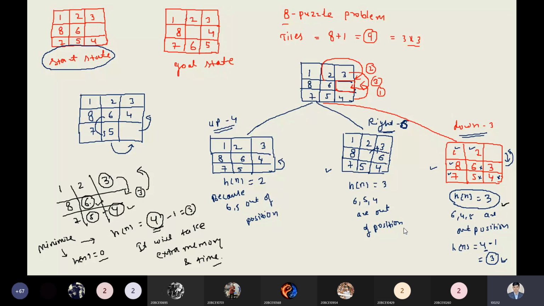So let me write this one. From this point, you can easily check that h(n) of 2 is smaller than h(n) of 3. So what will you do? Again, you will expand this one. Okay, just for understanding purposes, I'm writing. We will expand over this space tree to reach the goal state and get the desired solution.